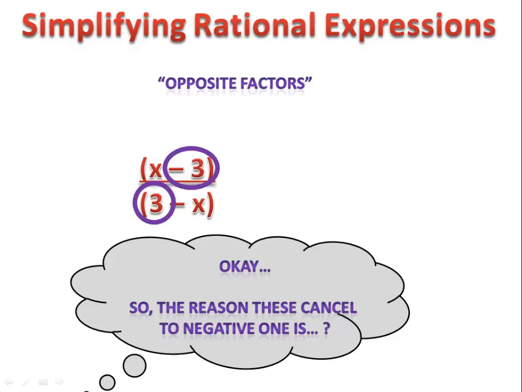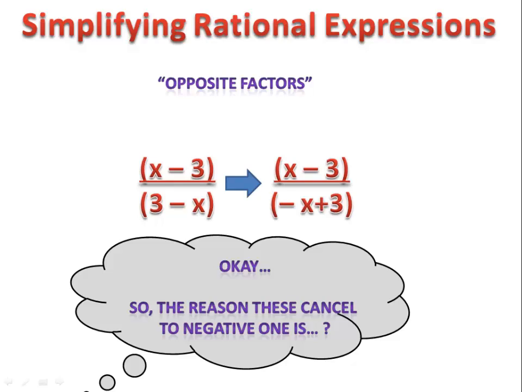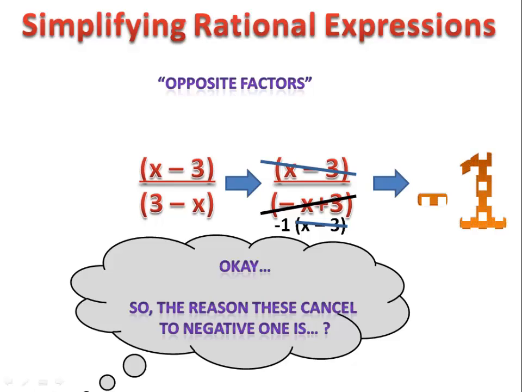So why on earth do these cancel to negative 1? Well, this is actually why that is. Suppose I decided to rewrite the fraction, but when I rewrote it, I switched the order of the numbers in the denominator. Then I decided to factor out a negative 1. When I did that, notice I now have an x minus 3 in the top and an x minus 3 in the bottom. All I'm left with is negative 1. So that's actually the reason why opposite factors cancel to negative 1. The important part to know is that they do.